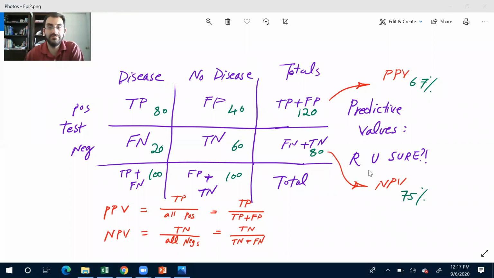Okay, ladies and gentlemen, as most of you answered, positive predictive value is true positive over all the positives. 80 over 120. 80 over 120 is 2 over 3, which is 66.6, 666, the devil's number, right? 67%. And the negative predictive value is true negative over all the negatives. 60 over 80, which is 3 out of 4, which is 75%. Okay.